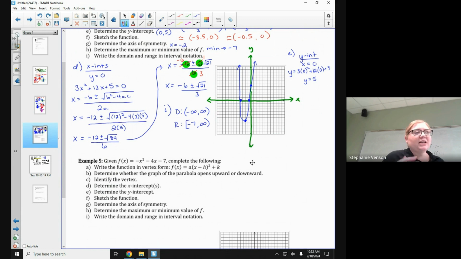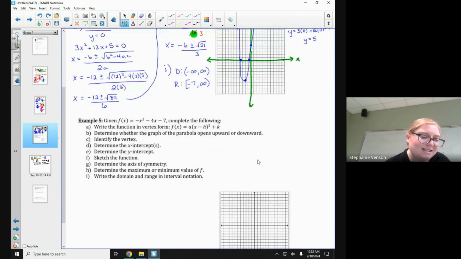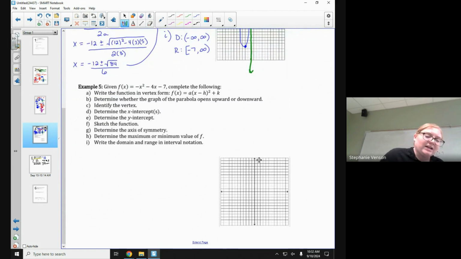Okay, I just wanted you to take a deep breath because I want you to know that example 4 was the hardest one in the notes. If you got through that, you're fine. Everything else is going to be a breeze, okay? So this is the same thing, but we're not going to have to do the quadratic formula this time. It's going to be much easier. It's the same question, no quadratic formula.